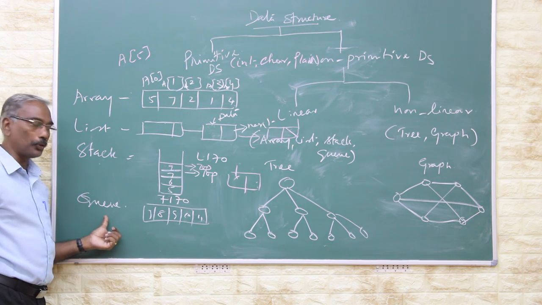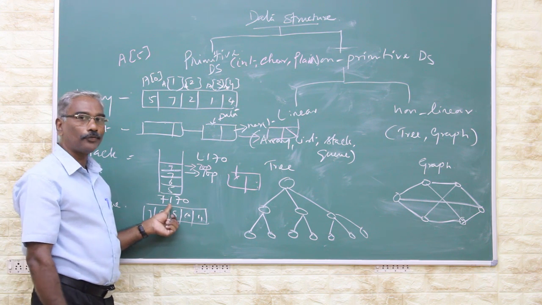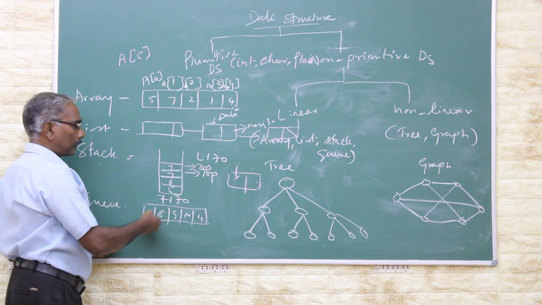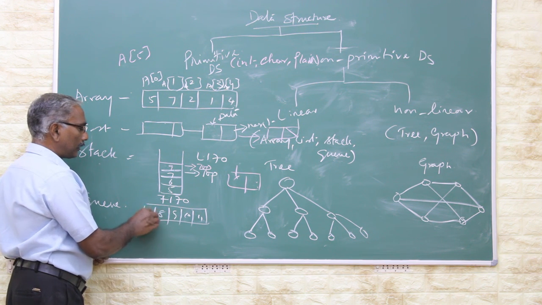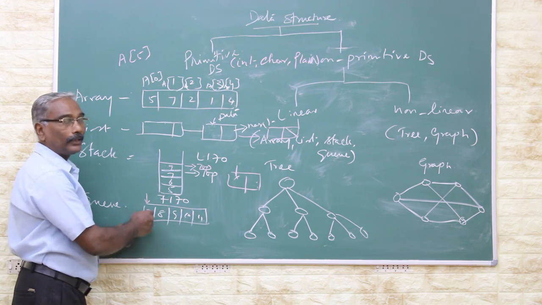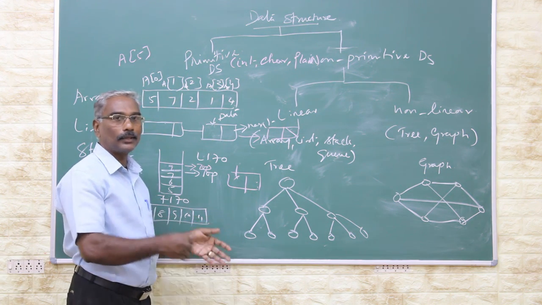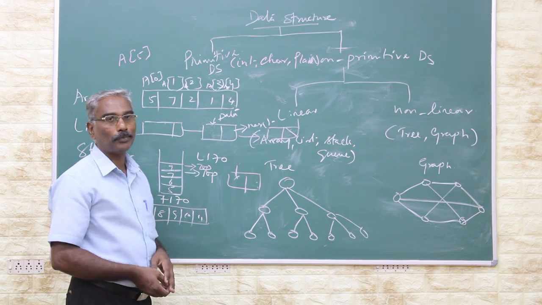The next one is the queue. In a queue we use FIFO, that is, first in, first out. The elements are kept in order. The first element will be removed first, then the next one, and then the last one. This is how the queue data structure works.